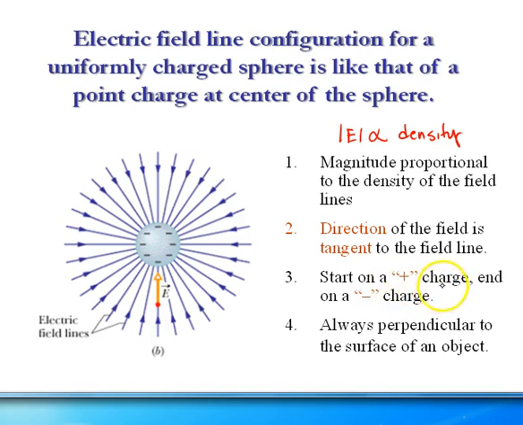Our electric field starts on a positive charge and ends on a negative charge. This being a negative charge, our electric field lines are ending on it. It is the source charge. And our electric field is always perpendicular to the surface of the object. So it's going to be perpendicular everywhere to this uniform sphere of negative charge.